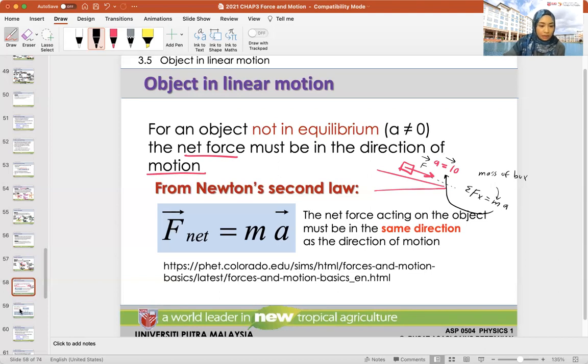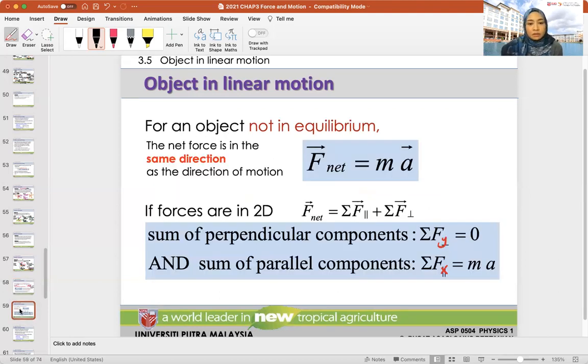Okay. So F net equals to MA. So forces for an object not in equilibrium, F is equal to MA. Okay, benda yang sama je kat sini. If the forces are in 2D, F net is equal to net Fx plus net Fy. Perpendicular is Y and parallel is X. So sum of perpendicular components, net Fy, is equal to 0 and sum of the parallel components in the X is MA.